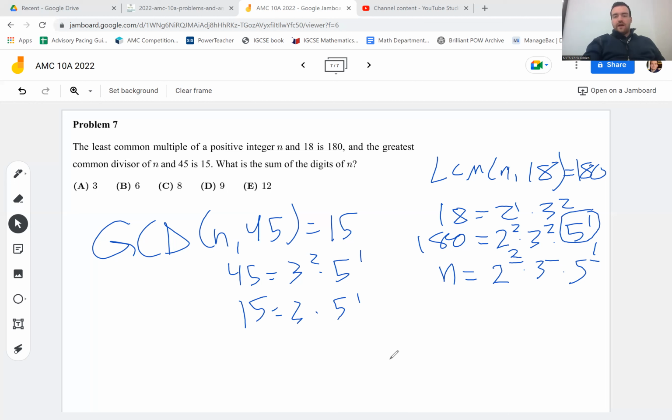Right? The question wants to know what is the sum of the digits. 6 plus 0 equals 6. So our answer is B, 6.